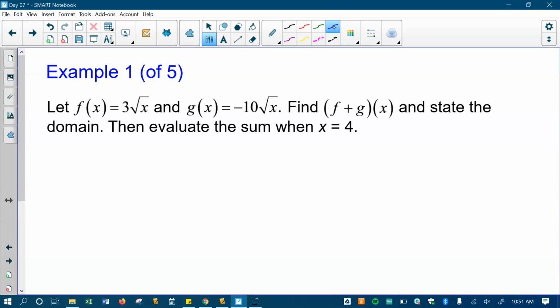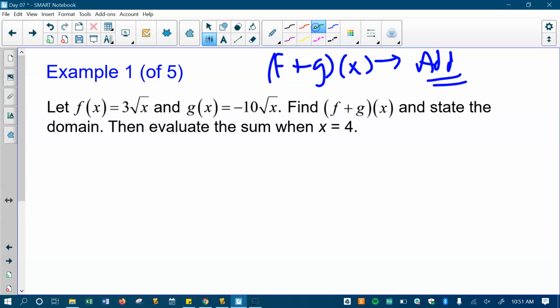I just want you to be aware that whenever you see this notation, f plus g of x, I want you to just think of it as add. Just add what you have. So we're going to add these two parts together. We're going to add 3 root x and negative 10 root x together. So 3 root x plus negative 10 root x.